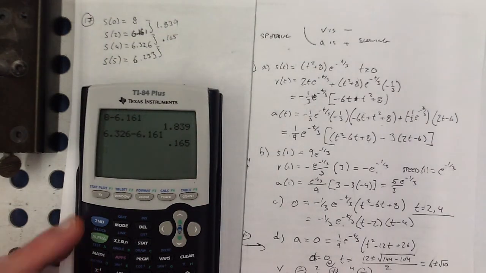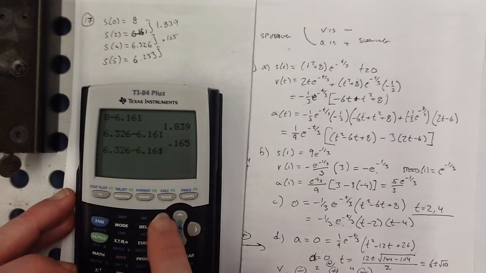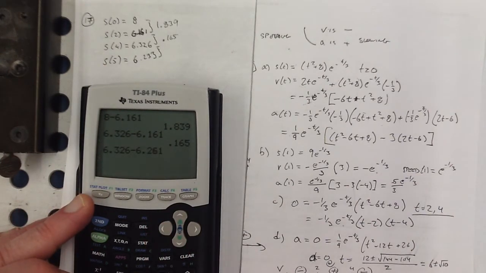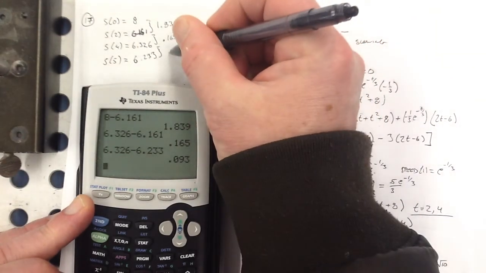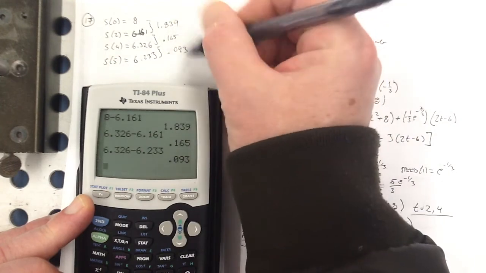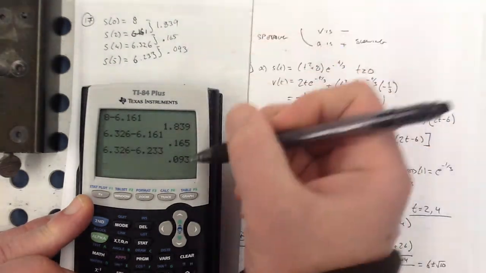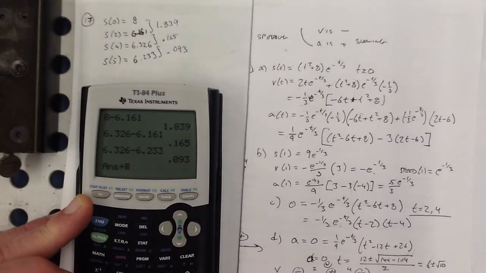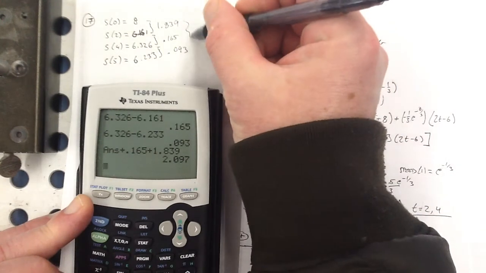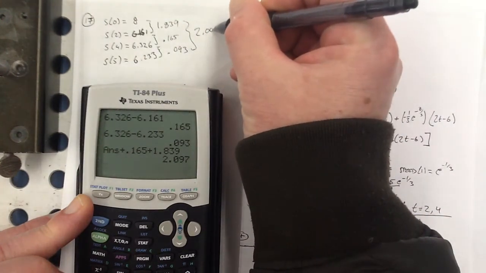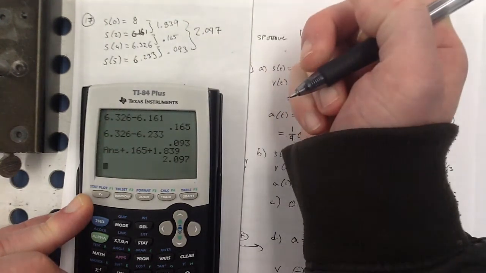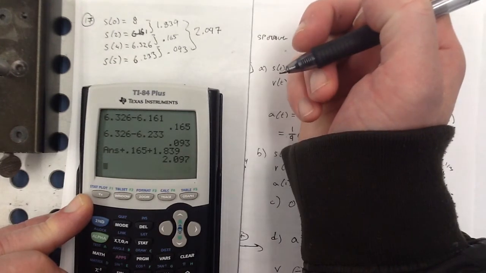And then 6.326 minus 6.233, and then add those up. So I've got that one plus that one plus the first one. All right.